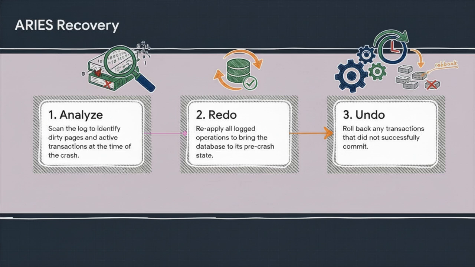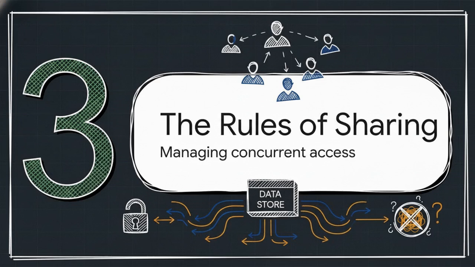Instead, it kicks off this really cool three-step recovery process. First, it reads the log to figure out exactly what was happening. Then, it replays all the completed notes to get the database back to where it was supposed to be. And finally, it finds any notes about things that never finished, and it just undoes them, leaving the database perfectly clean and consistent.